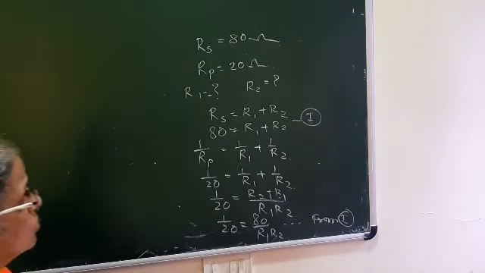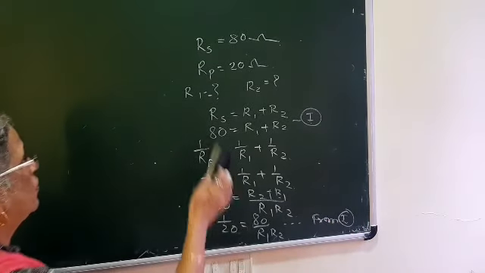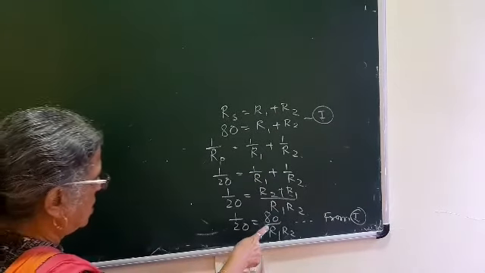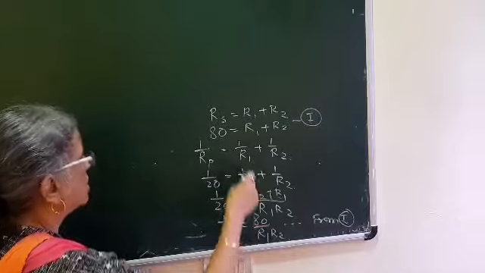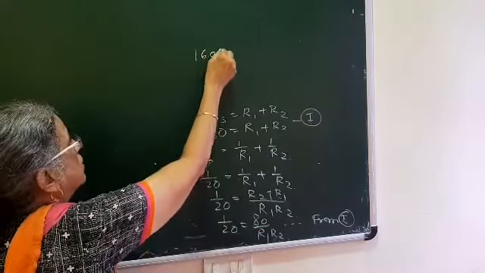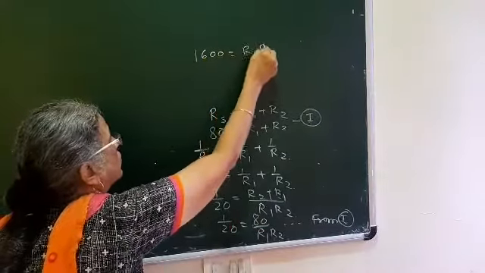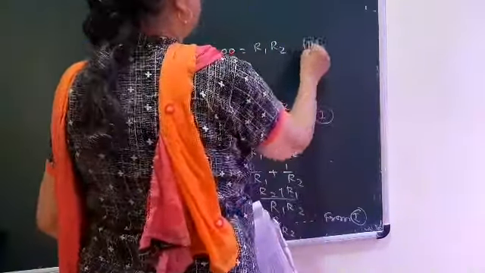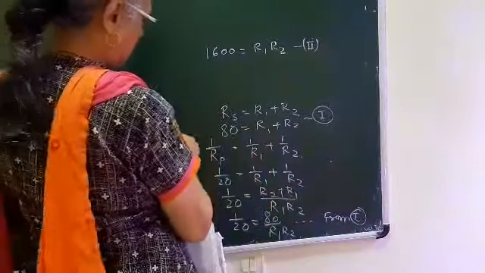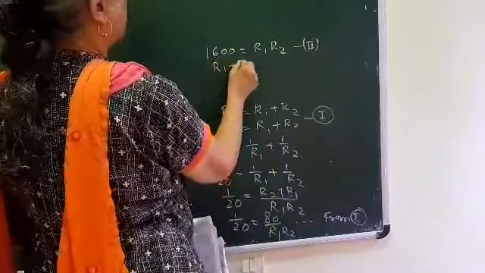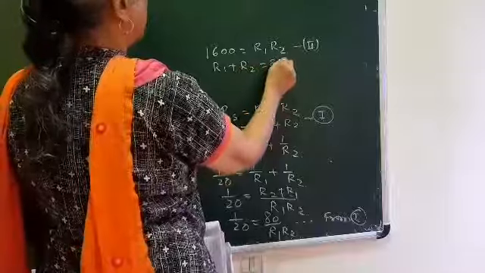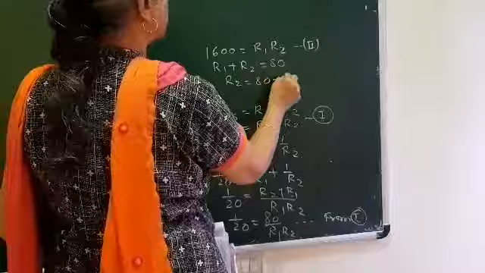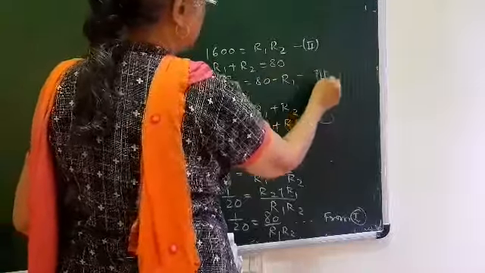Now we will put the values: 20 times 80 is 1600, which is equal to R1 R2. So let it be 2. Now we have R1 plus R2 is equal to 80. Therefore, R2 is equal to 80 minus R1. So let it be 3.